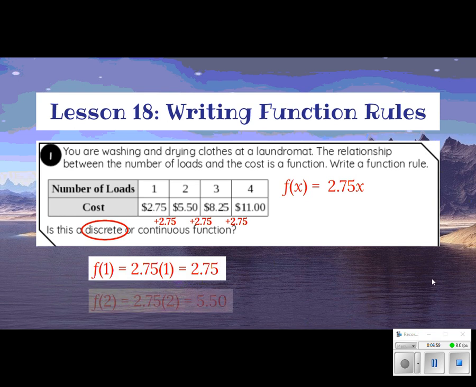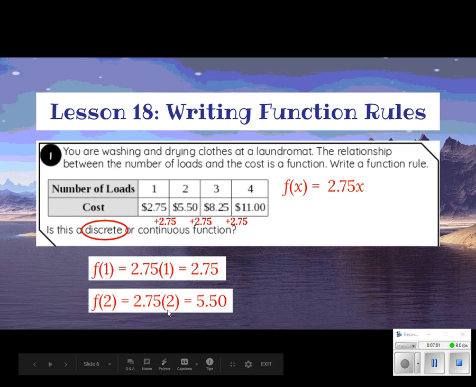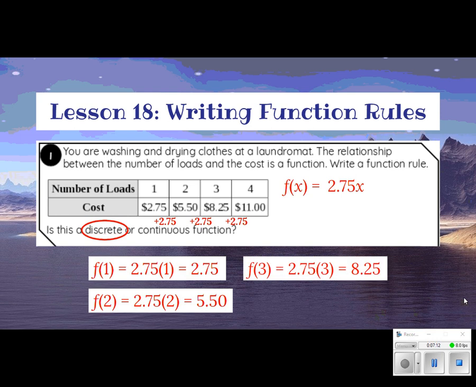All right, let's plug in 2. 2.75 times 2 is $5.50. So yes, it matches what's in my table, so I'm looking good. But I need to do 3 and 4 because sometimes it can change. So let's look. f of 3, 2.75 times 3 is $8.25. And f of 4, $2.75 times 4 is $11. So they match the table.